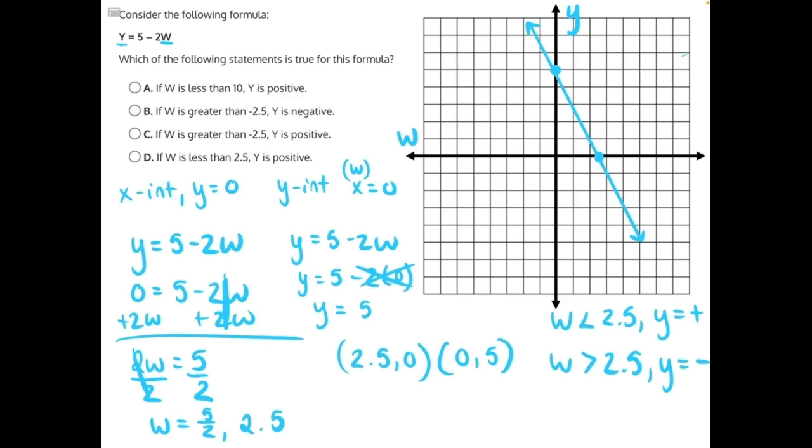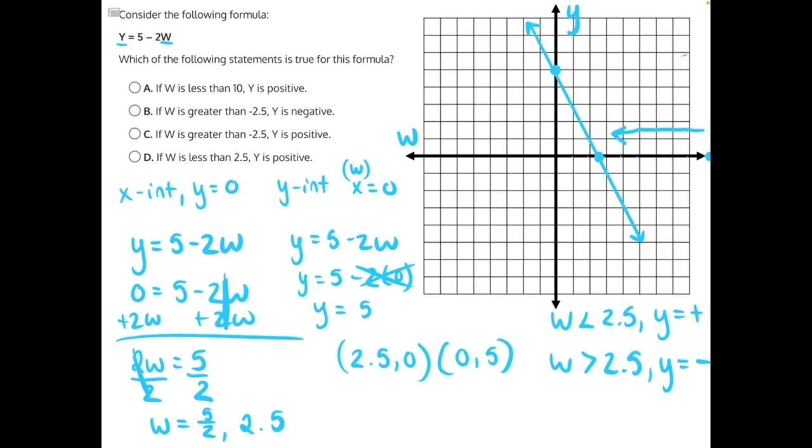So with that in mind, we can go through and look at all of our answer choices and see which one is correct and which one is not. A says if w is less than 10. So we'll say 10. We have 1, 2, 3, 4, 5, 6, 7, 8 on the graph. So we'll say 10 is out here somewhere. If w is less than 10 going this way, then y is positive.